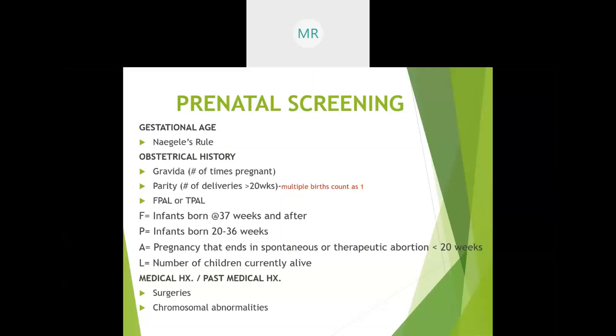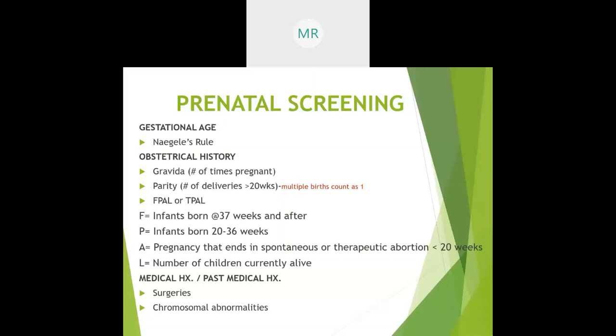So we go back from the first day of her last menstrual period, we're going to go back 3 months and we're going to add 7 days. If we say that the first day of her last menstrual period was November 7th, we're going to go back 3 months, not counting November. So we go back October, September, and August. We're going to add 7 days. So August 7th plus 7 is August 14th.